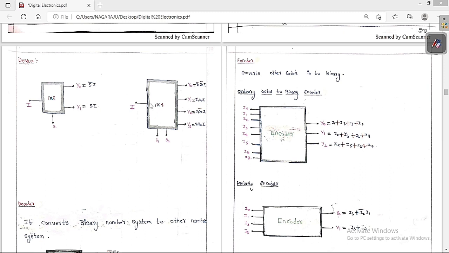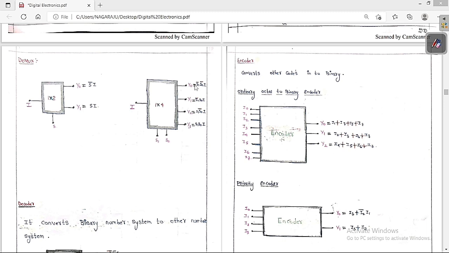Suppose you have 1 cross 2 to the power of 2. 1 cross 4 means 1 cross 2 to the power of 2. So we have one input with 4 outputs, and we have 2 select lines or 2 control lines. You can see clearly this is the input I, and these are S0 and S1. S1 is the MSB and S0 is the LSB. So we are going to get 4 output lines, y0, y1, y2, y3.